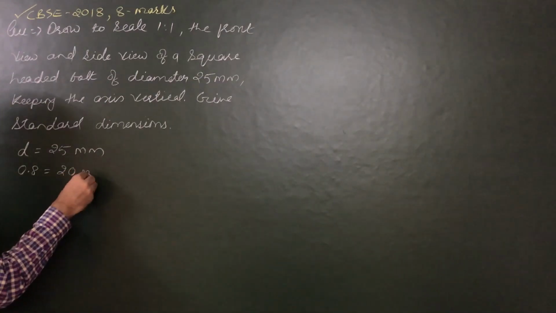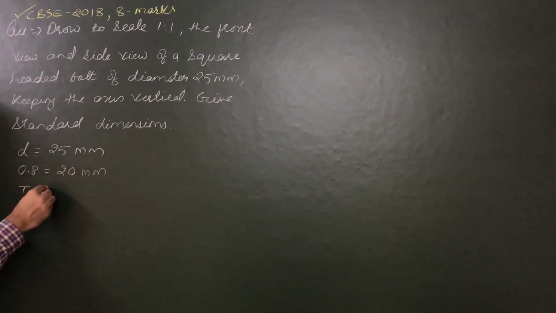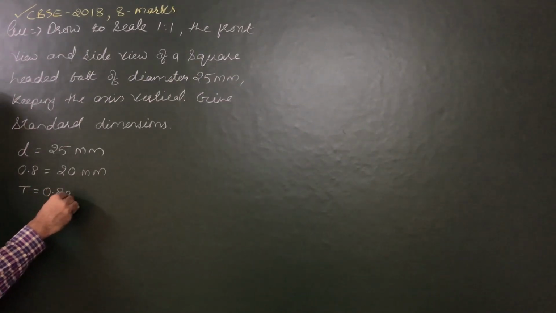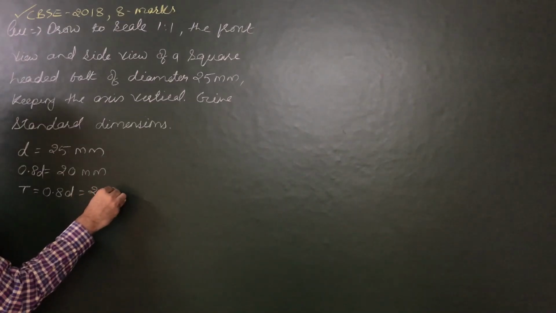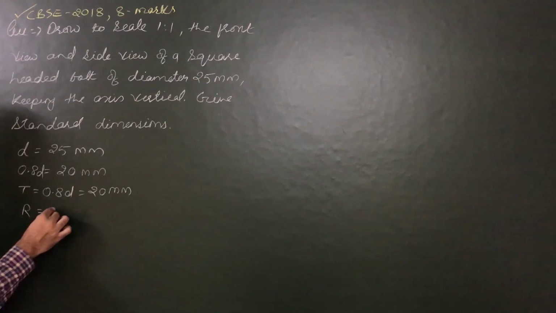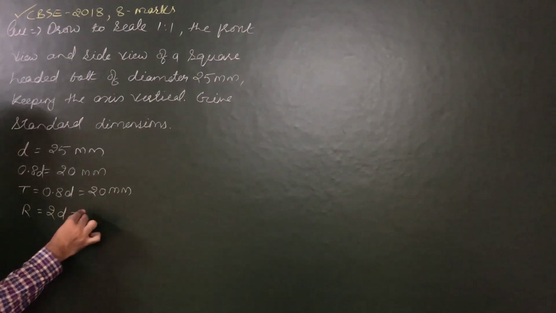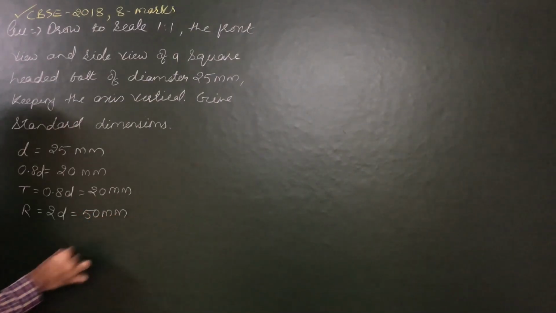0.8 of 25 is 20 mm. And capital T, head thickness or bolt head thickness, is also 0.8 of D. So capital T, head thickness, is also 20 mm. Then next is R, radius for chamfering. So R is 2D. So we'll get 50 mm.